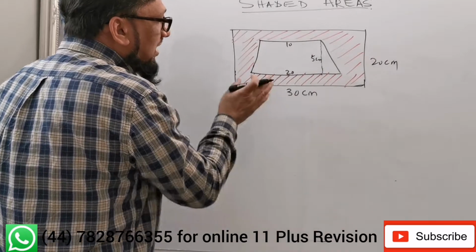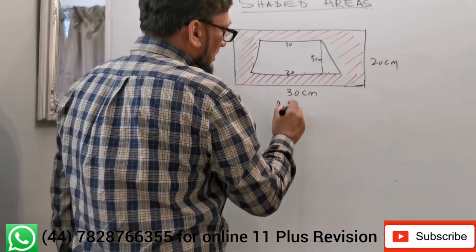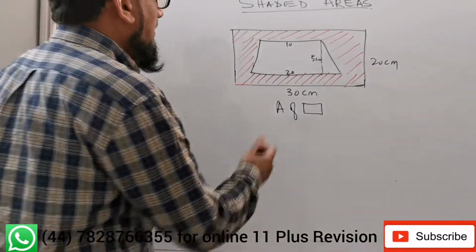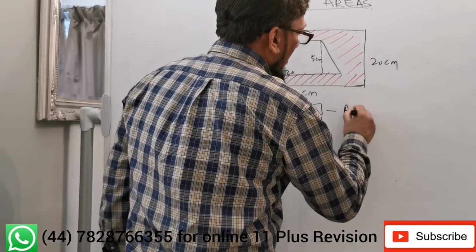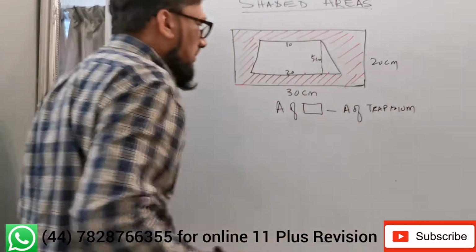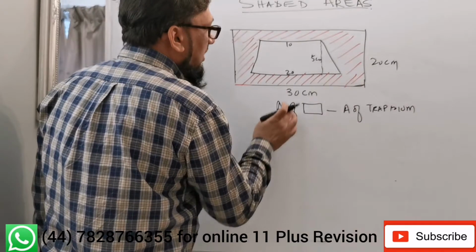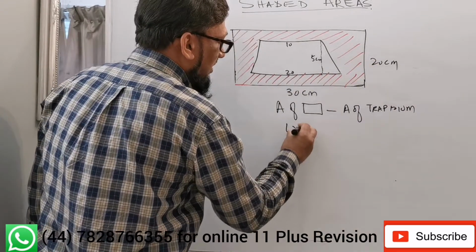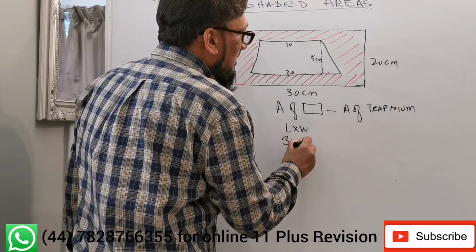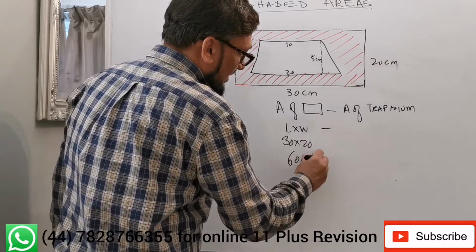Very simple, the same way we need to do. So area, A for area, of rectangle minus area of trapezium. So we need to first find the area of the rectangle, which is 30 times 20, so length times width. So 30 times 20 is equal to 600 centimeter square.